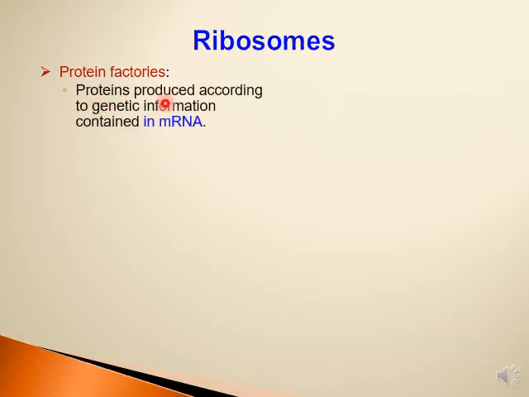Proteins are produced according to genetic information contained in messenger RNA. So the ribosomes will read the code on the messenger RNA and will translate that code into an amino acid sequence, which will form a polypeptide and then the protein.